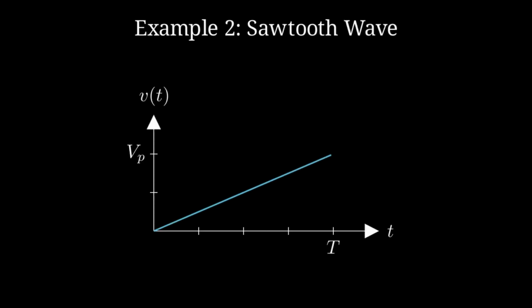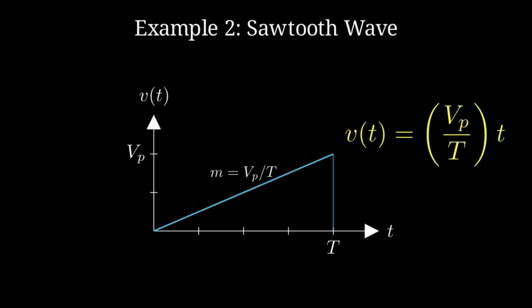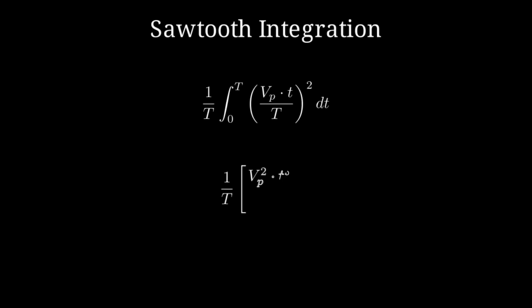This shape is frequently found in scanning circuits and synthesizers. Because the value changes constantly, we must use integration to find the mean of the squared function accurately. We square the linear function, resulting in a parabolic curve. Integrating this over the period T and dividing by T gives us the mean square.